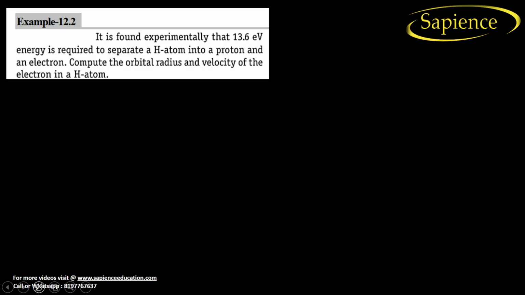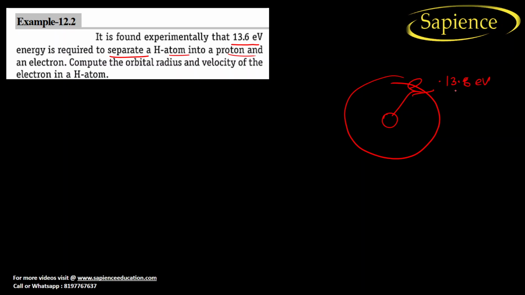Now on the basis of the above, we can solve this problem. It is found experimentally that 13.6 electron volt of energy is required to separate a hydrogen atom into a proton and an electron. This is an atom, this is an electron, and it requires 13.6 electron volt of energy to separate them. It means that the total energy is minus 13.6 electron volt. Compute the orbital radius and the velocity. So we need to find r as well as velocity.